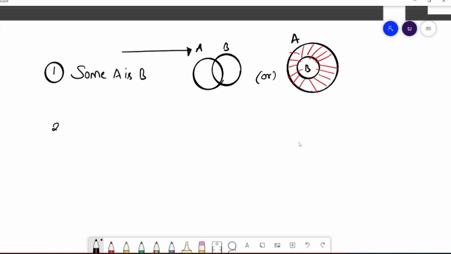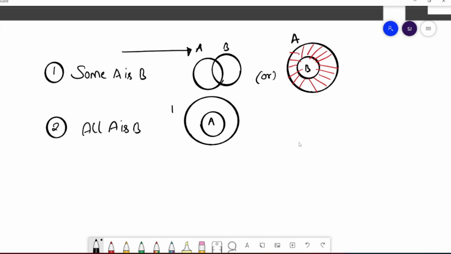But the second important thing that you should know is all A is B. When there is a statement like this, all A is B, you have to represent it in this fashion. That is, A is here, B is here. All, that is all of A, the whole of A, is represented inside B. This is the meaning: all of A is B. But you should also know that some part of B is not A. So this is also there. That is why representing in diagrams will help you in syllogism a lot.